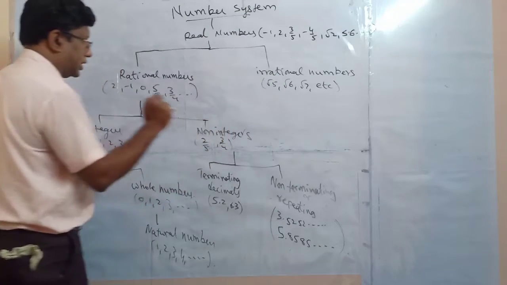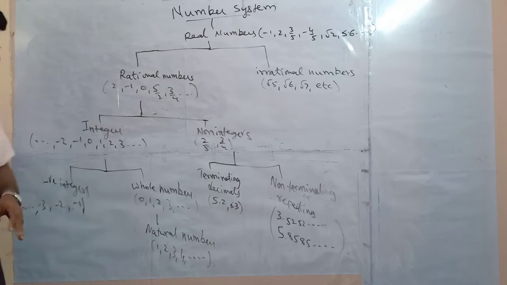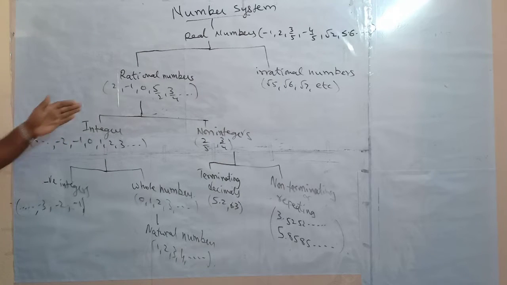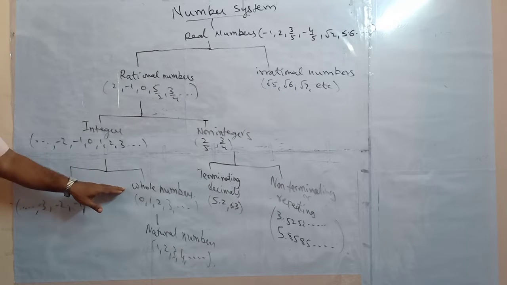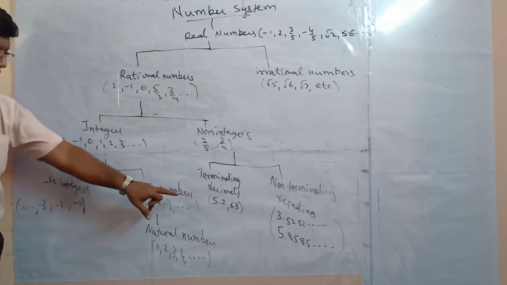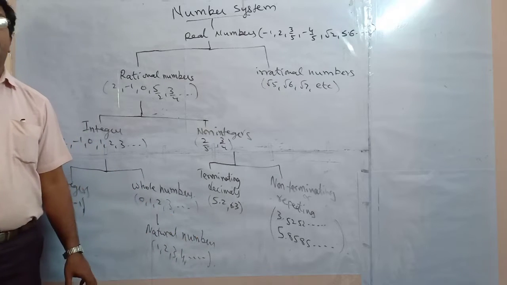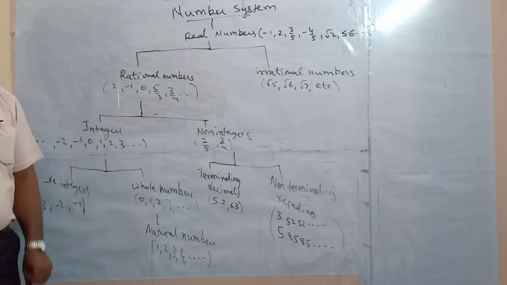In non-integers, numbers like 2 by 5, 3 by 4, etc. come into picture, and we know what integers are: negative integers as well as positive integers, including 0. In integers, again we have negative integers and whole numbers, which include 0, 1, 2, 3, 4. And in whole numbers, we have natural numbers, that is, counting numbers. Now coming to the non-integers part.